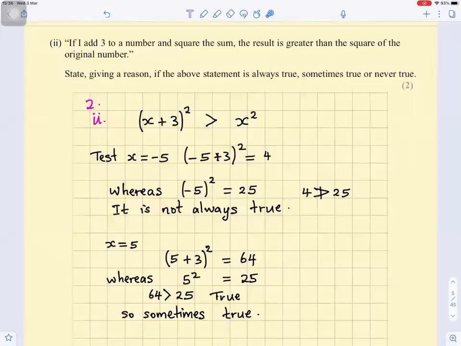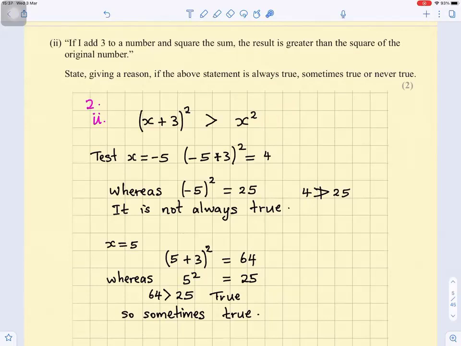For question number 2, if I add 3 to a number and square the result, it is greater than the square of the original number. State, giving a reason, if the above statement is always true, sometimes true, or never true. So you add 3 to a number, let that number be x, add 3 to the number and square it. And it says the result is greater than the square of that number.